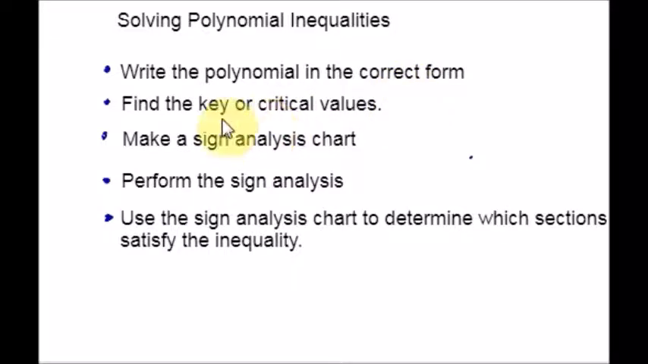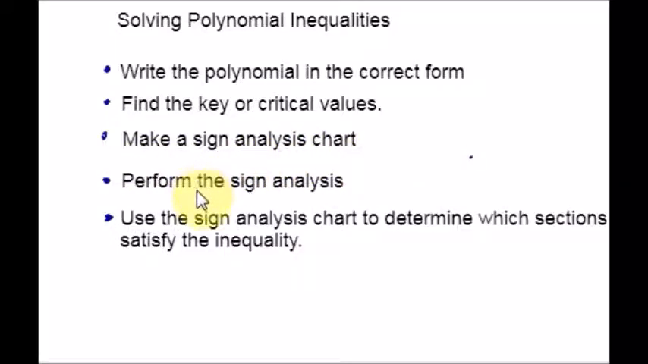Step 2 is to find the key or critical values. To find the key or critical values, we always have to set the equation equal to 0 and solve for the variable. Usually we get x. Okay. Third step is to make a sign analysis chart. To make a sign analysis chart, we use the key or critical values that we got in the previous step to divide the number line into sections.